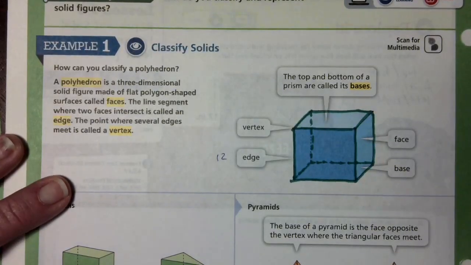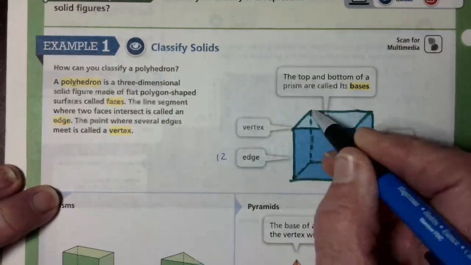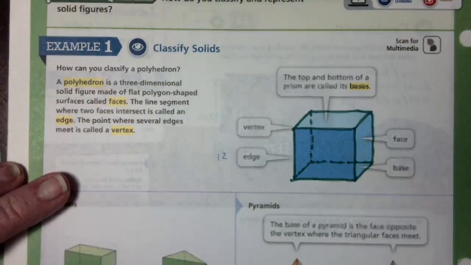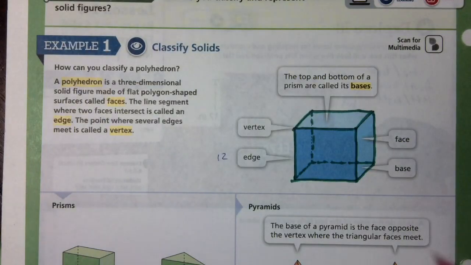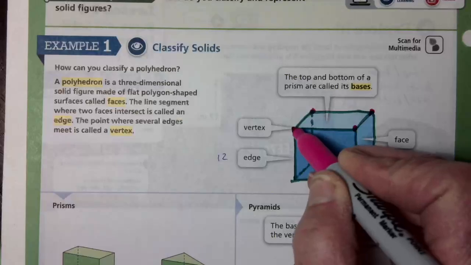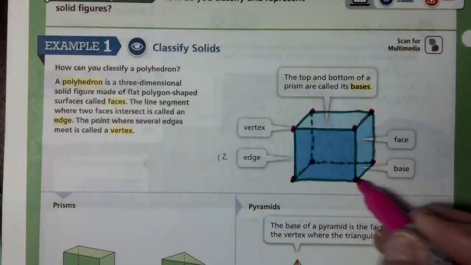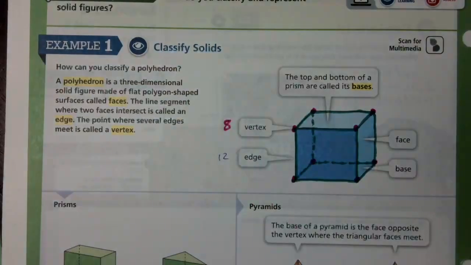Okay, let's talk about vertices. Vertices is plural for vertex. Let's put a pink dot for the vertices. There's 1, 2, 3, 4, 5, 6, 7, 8. There's 8 vertices.